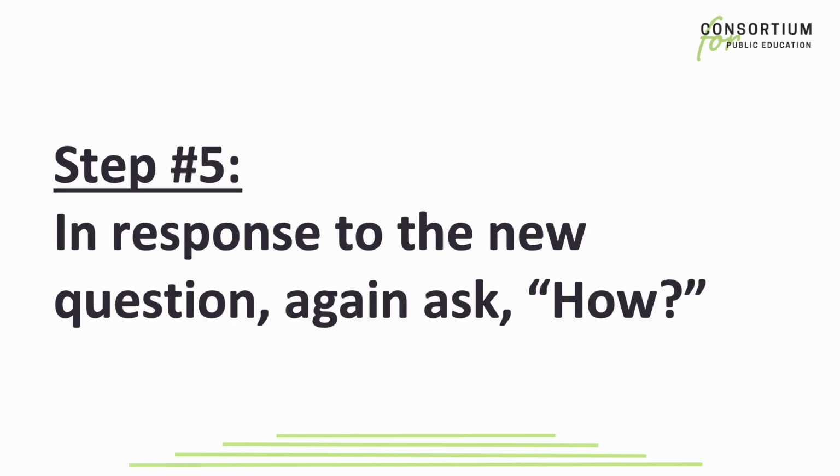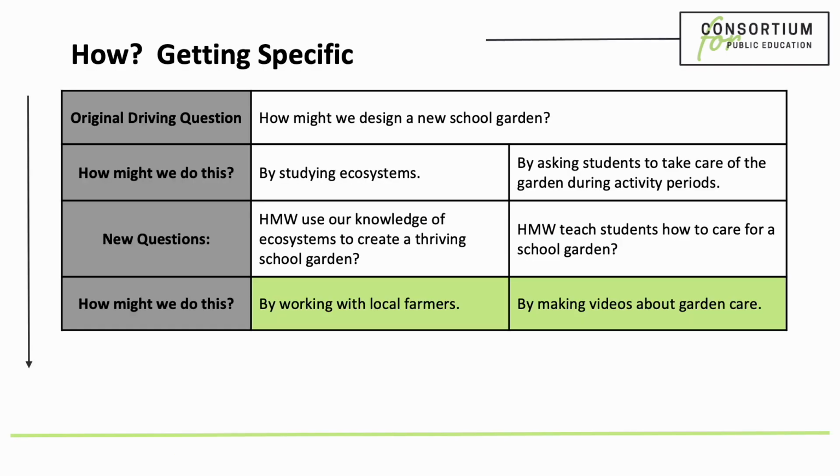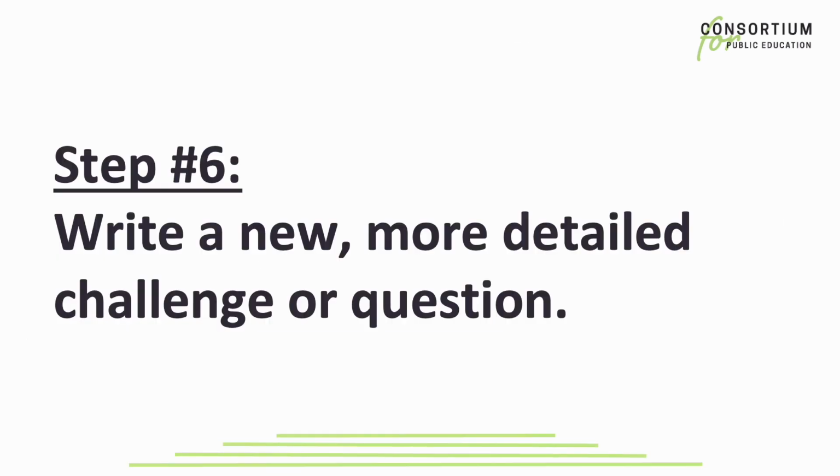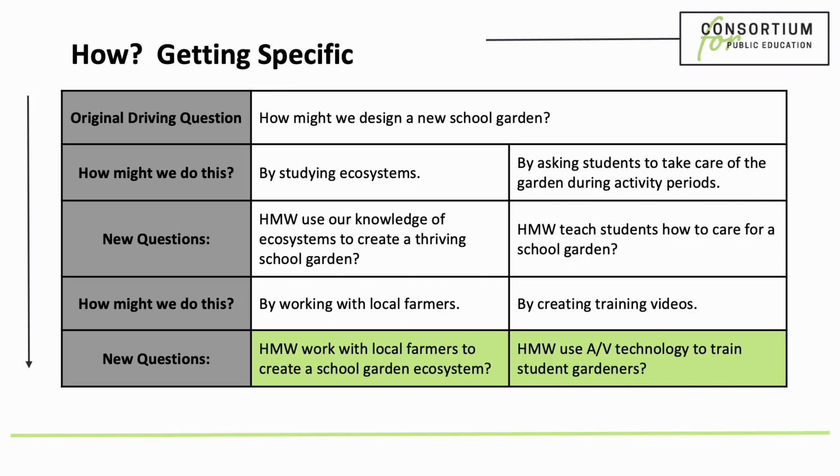Step number 5. In response to the new question, again ask how. And here are 2 new reasons. 1, by working with local farmers, and 2, by making videos about garden care. Step 6. Write a new, more detailed challenge or question. Here are our last 2. How might we work with local farmers to create a school garden ecosystem? And how might we use audio-video technology to train student gardeners?